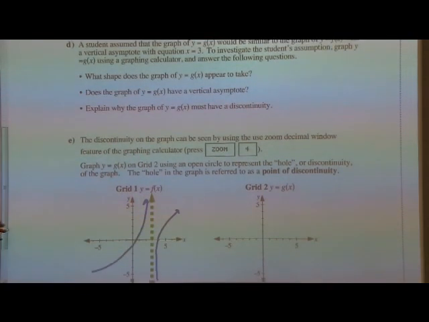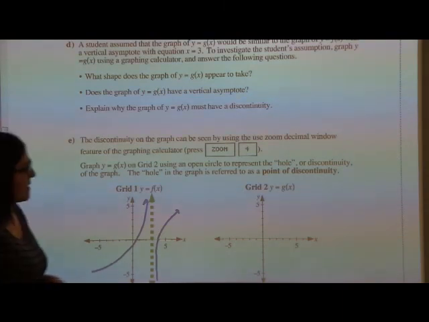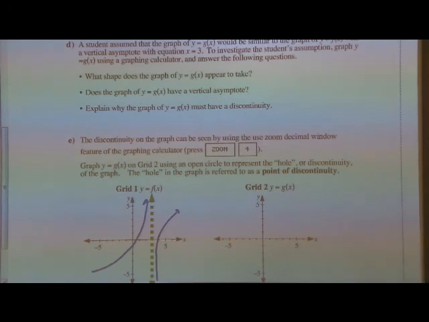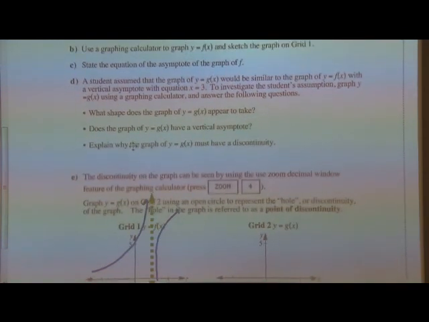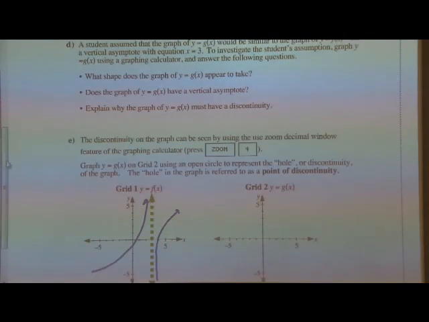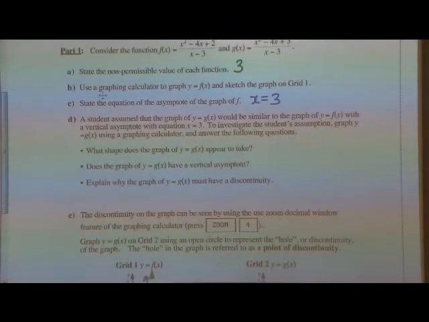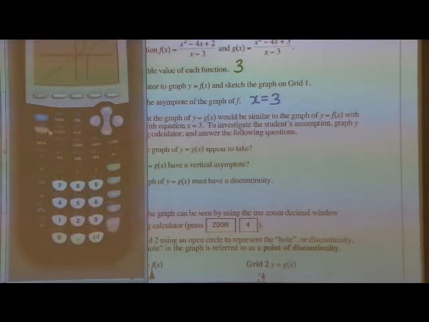So a student assumes that the graph of g of x is going to be very similar, that I'm going to have this asymptote where x equals 3. So if we use the graphing calculator to graph the second equation, x squared minus 4x plus 3, so I changed the 2 to a 3. When I press graph, what do you see? A straight line.